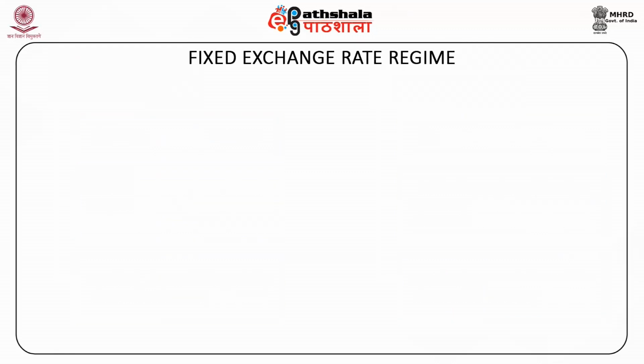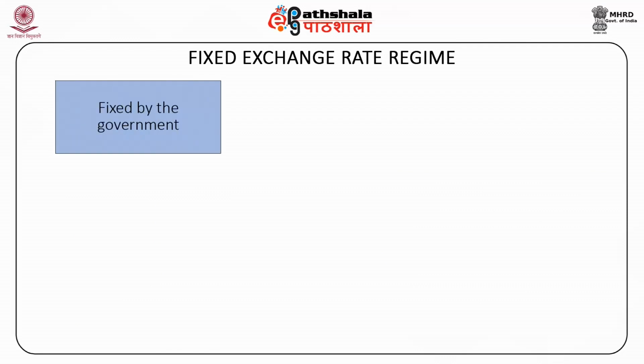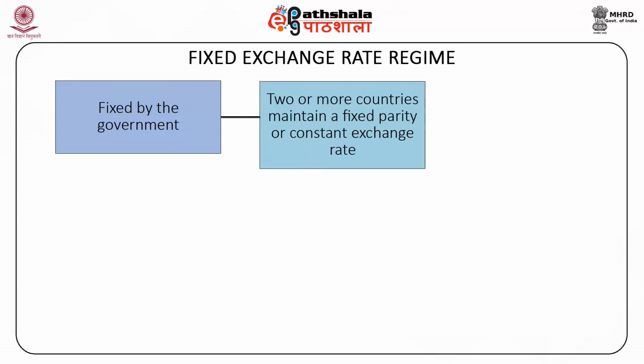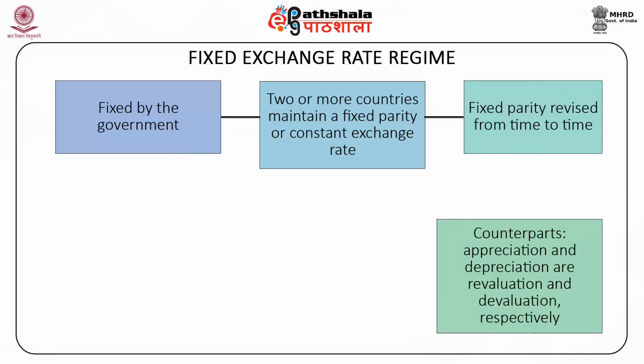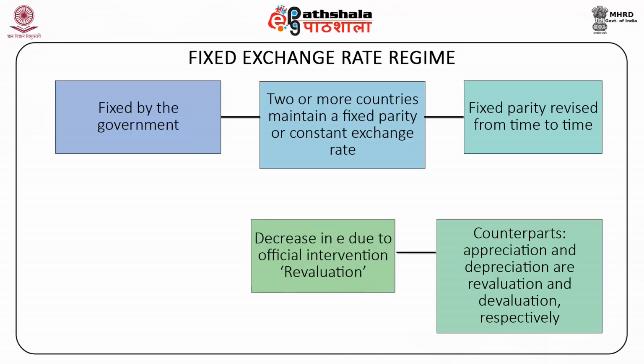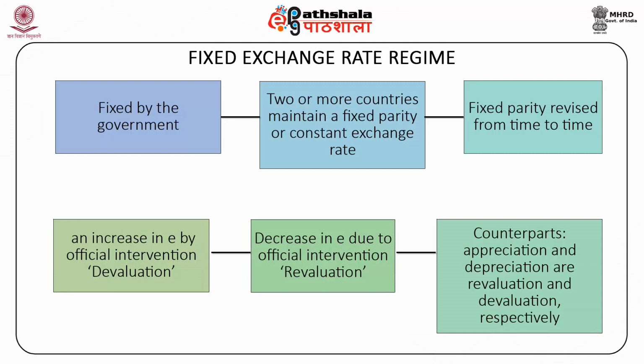In many cases, exchange rates are not freely floating but are fixed by the government. In a fixed exchange rate system, two or more countries maintain a fixed parity or constant exchange rate between their currencies over a period of time. The fixed parity is often revised from time to time. The counterparts of appreciation and depreciation under the fixed exchange rate system are referred to as revaluation and devaluation. Thus, in a fixed exchange rate system, a decrease in E due to official intervention is called revaluation, while an increase in E by official intervention is called devaluation.